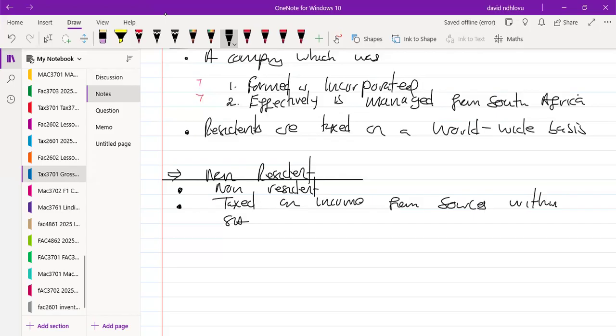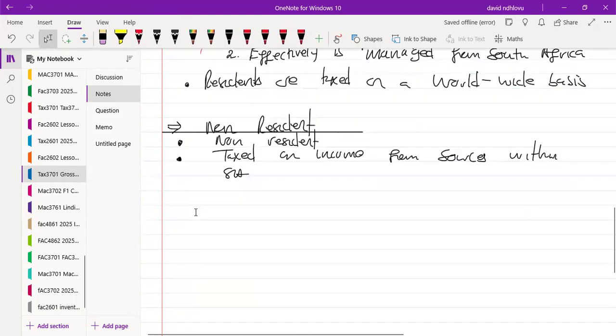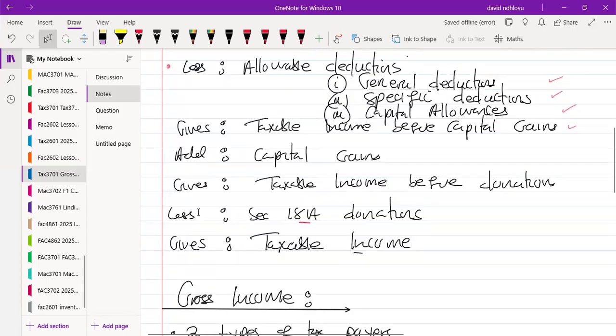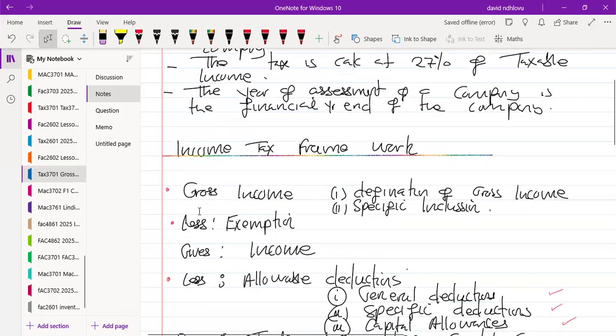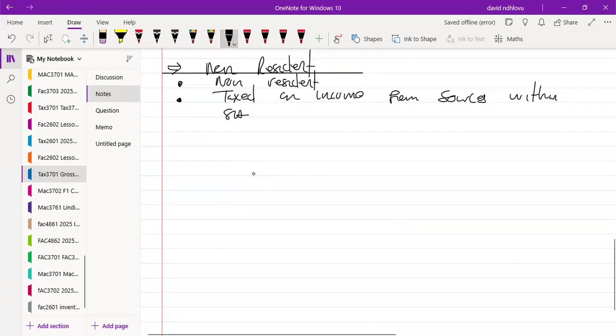Right. So the reason why we explain these terms is because whenever we deal with gross income, remember we said one of the ways in which an amount can be included in gross income is by way of definition, if it satisfies the definition of gross income. Now, the definition of gross income is divided into two. One part is for residents and the other part is for non-residents. So let's look at the definition of gross income.